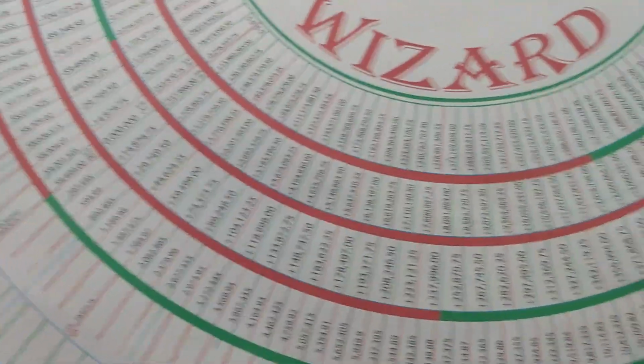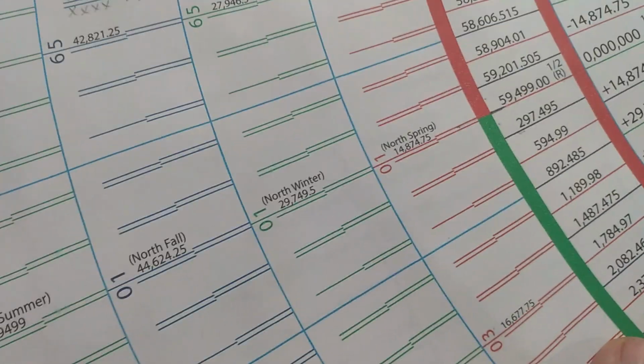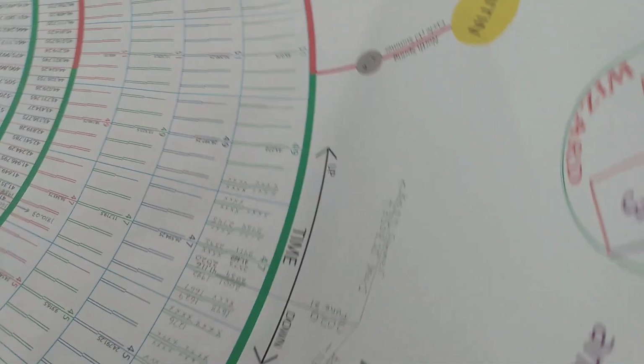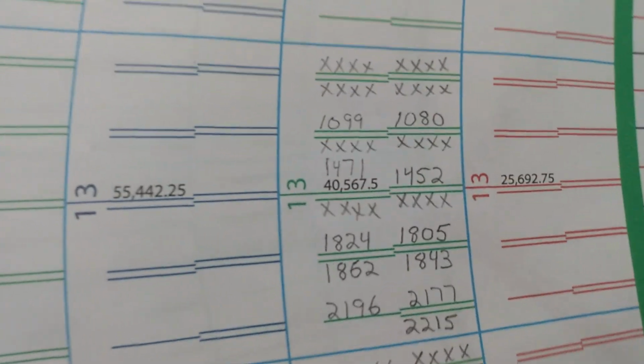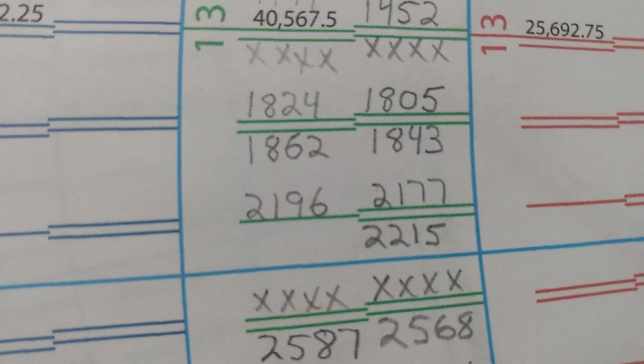And the third ring in, which is North Winter. And North Winter is cycle Y spring. And that is at 13. Let's spin this around considerably weird. Here it is. There. The time in which we live now.